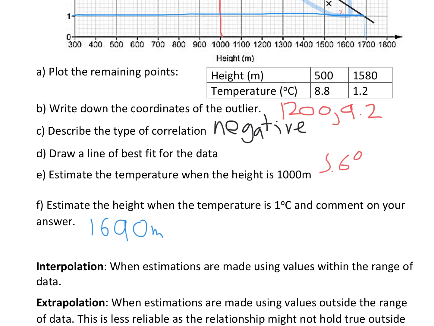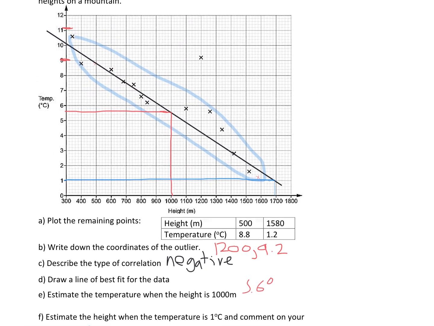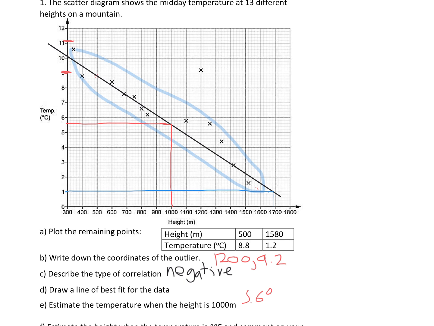And it asked me to comment on the answer. What's the problem with that? Well, the data that we have plotted, and hence made the line of best fit from, starts around about 340. And the last piece of data is around about here, the 1,580. We don't have any information about any height less than 300 or more than 1600. We would just be guessing. We don't know that the relationship holds true outside of those.